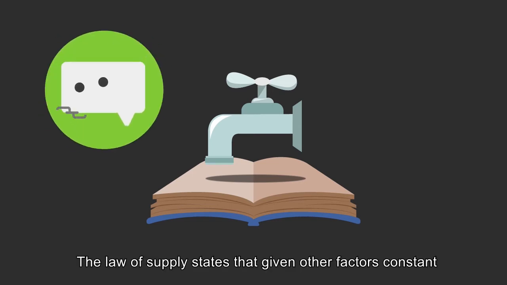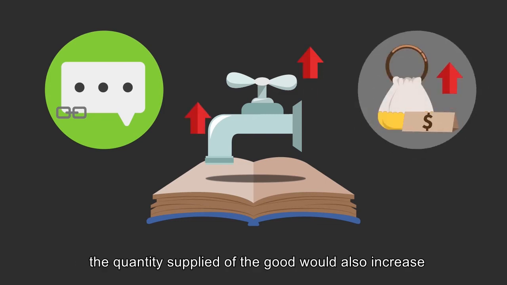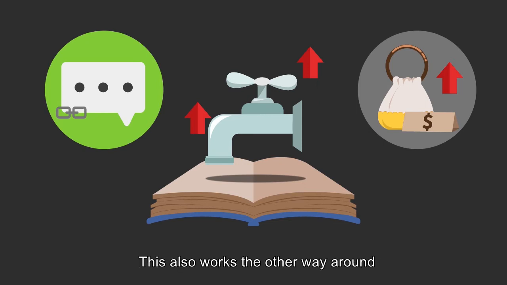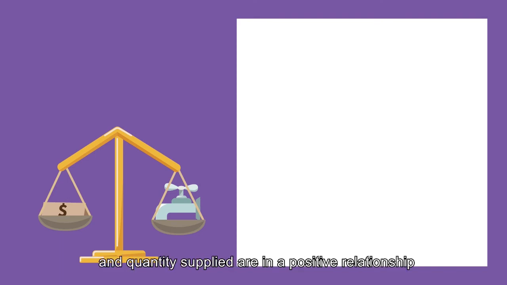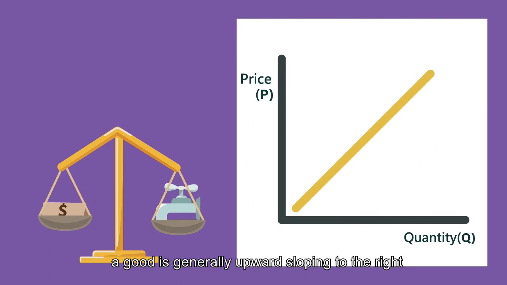The law of supply states that given other factors are constant, when the price of a good increases, the quantity supplied of the good would also increase. This also works the other way around. This implies that price and quantity supplied are in a positive relationship. Thus, the supply curve of a good is generally upward sloping to the right.